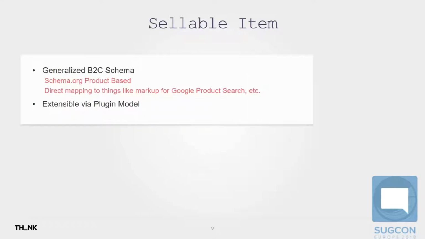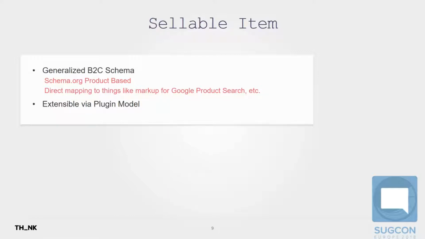So what is a sellable item? Sellable item and product are interchangeable. The reason we came up with sellable item is that a sellable item can be a physical product or a digital product. And it's based on the generalized B2C schema. The schema of a product is based on the schema.org data.